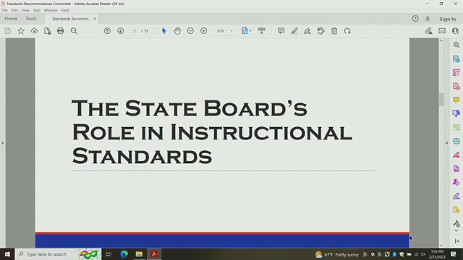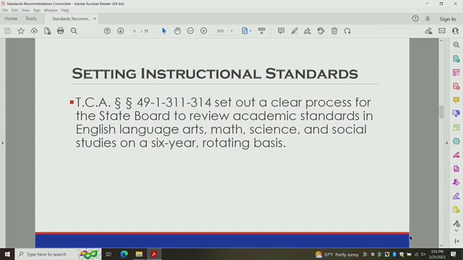So now to go into a little bit more detail about the State Board's role in particular with instructional standards. If you can keep going. This is the TCA statute 49-131 through 314 that sets out a very clear process for what students should know and be able to do, or the process that we should go through to determine that goal. And as the law requires, it's one of the most, if not the most, transparent and inclusive standards setting processes in the country.